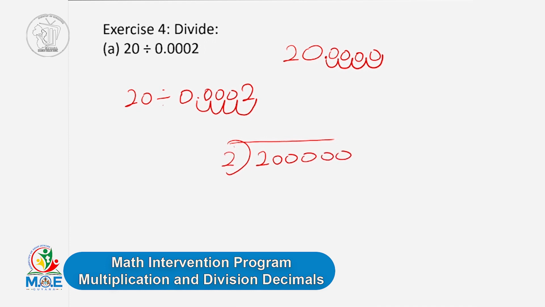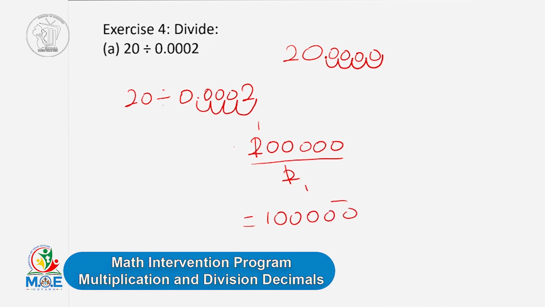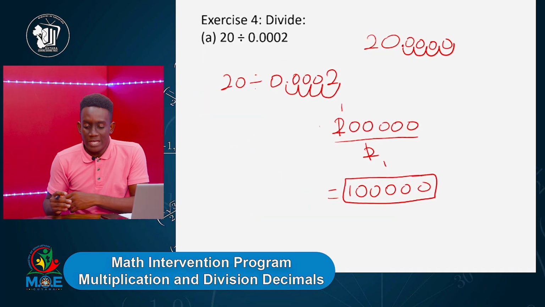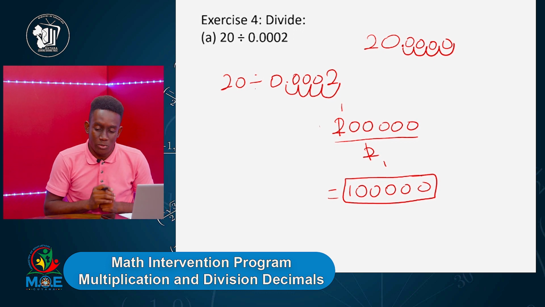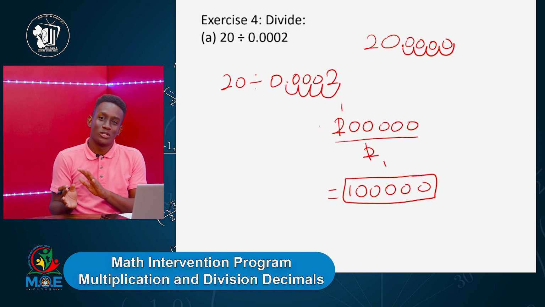divided by 2. So what I can do, instead of writing it like that, I know there's an easy way to write this. This will be 200,000 divided by 2. So 2 ones and 2 divided by 2 would be 1. So the answer will be 100,000. So when we divide 20 by 0.0002, the answer would be 100,000. And this was simply achieved by changing the divisor decimal to a whole number.